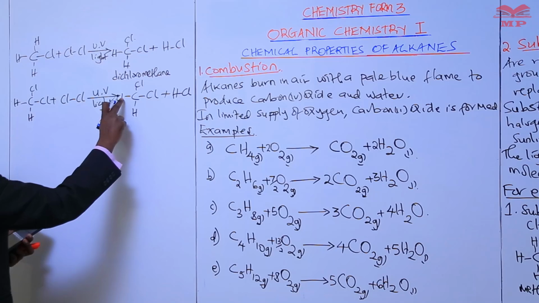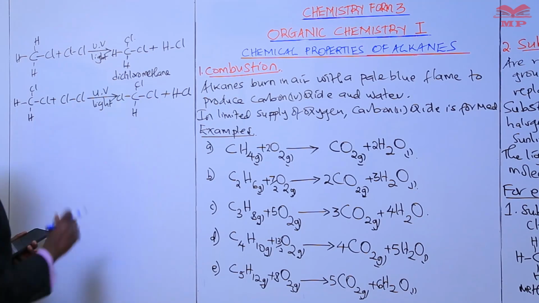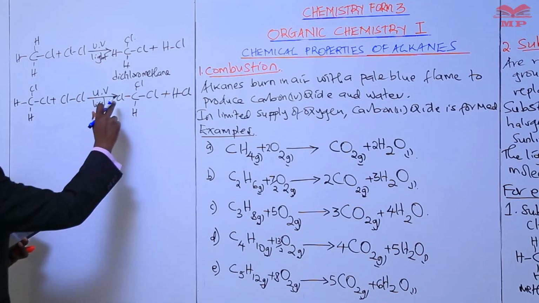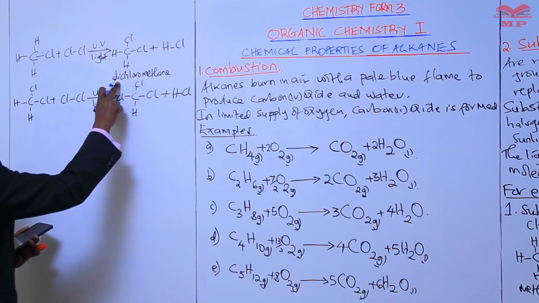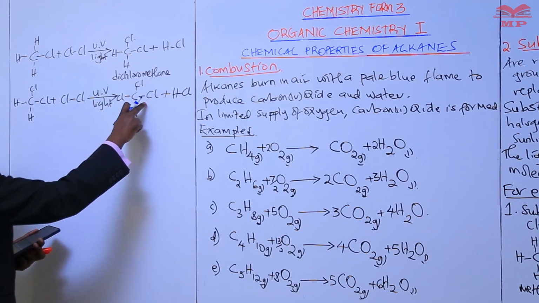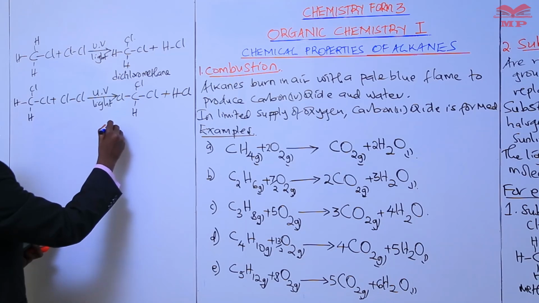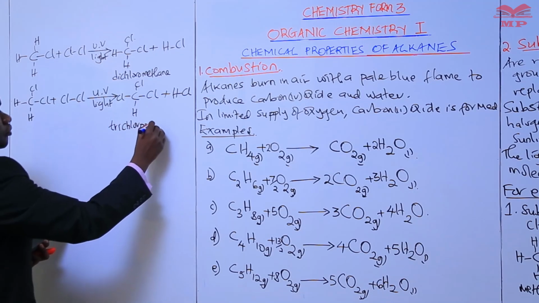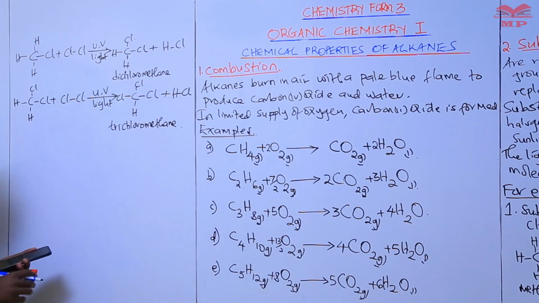So the new product has three chlorine atoms which are identical with one hydrogen, all of them bonded to one carbon. Therefore, because we have three chlorine atoms which are identical, from di, we shall use tri, meaning three. So this is going to be called trichloromethane. Trichloromethane. That is the name of that compound.